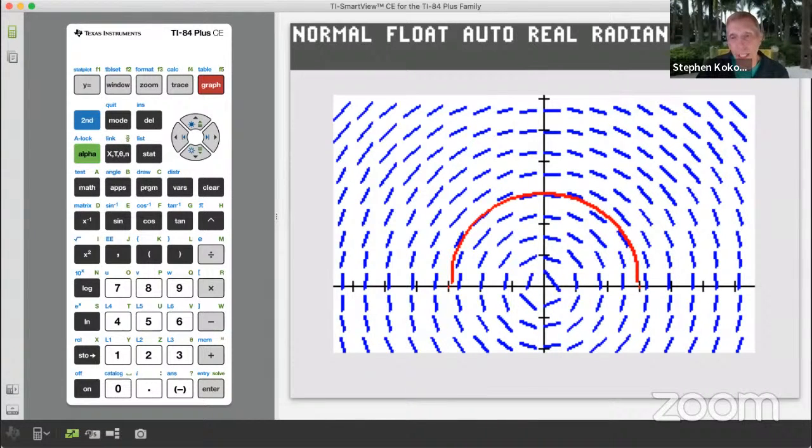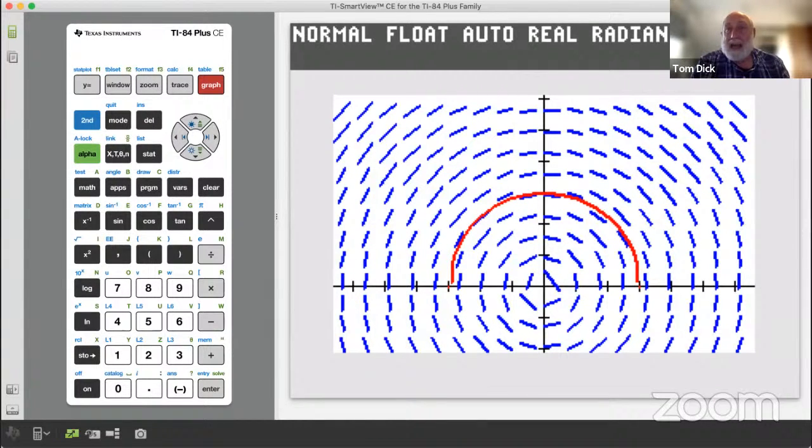One quick question. What do you do in order to erase the slope field? Is there some special command for that? Now I'm all done with this and I want to graph another function. I'm going on to another problem. How do I erase this and start over? Sure. Yeah, good point.